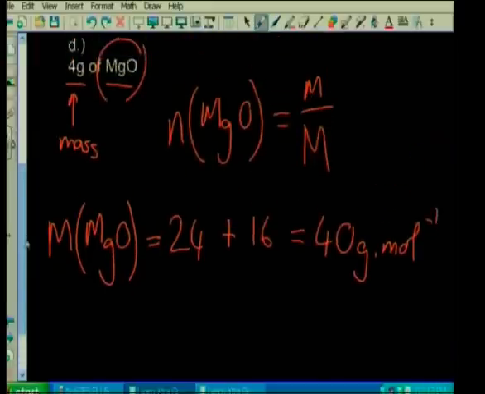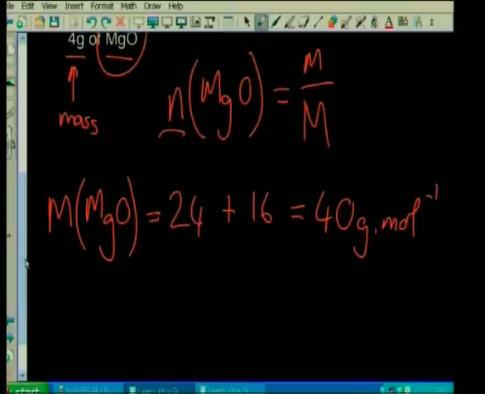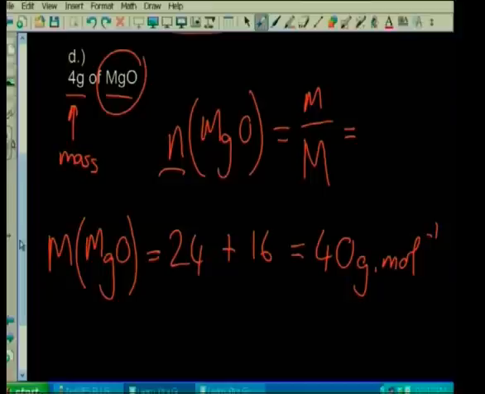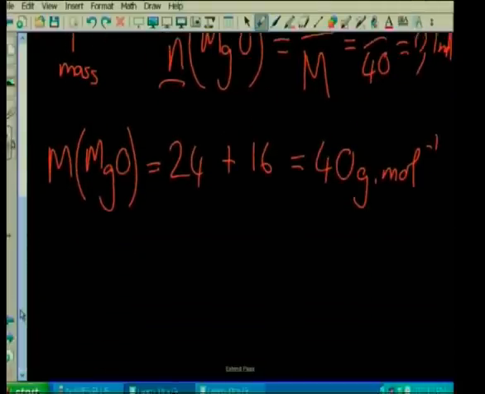Now, that wasn't what I wanted. I wanted to know the number of moles first of all, because I'm going to find the number of moles, and then I'm going to ask how many atoms there are. So let's have a look at it. I'm going to substitute into this equation. I've got 4 grams in my given sample, and I've got 40 as the molar mass, and that turns out to be 0,1 moles. So it's not too difficult to recognize if I want to find the number.